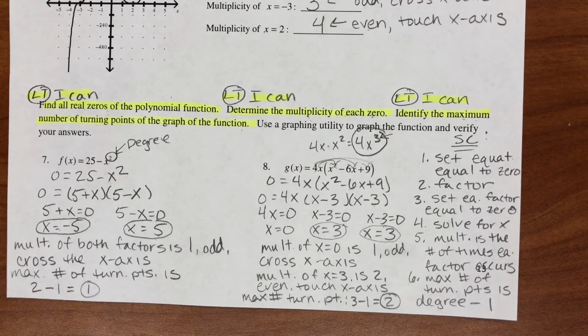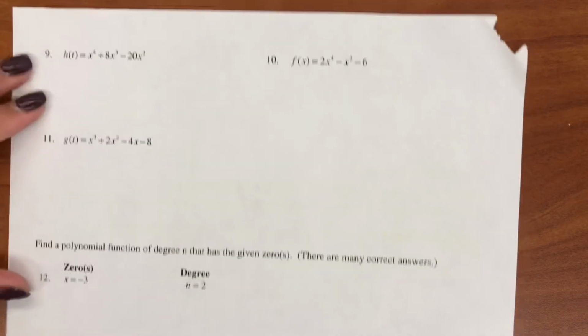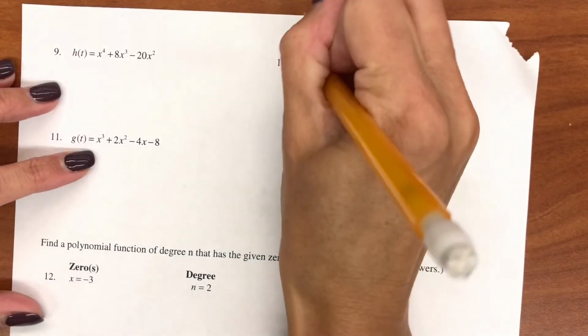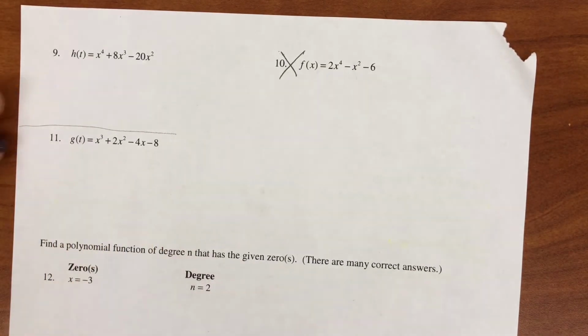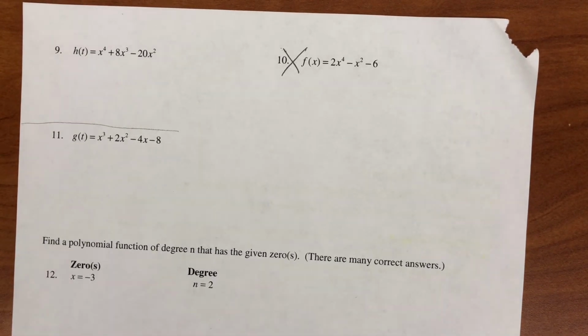All right, go ahead, turn the page, try number 9 on your own. So this is the last one we're going to do today. We're going to go ahead and skip 10, and then we're going to save 11 for tomorrow to do a quick review. But number 9, let's check to see how you did.